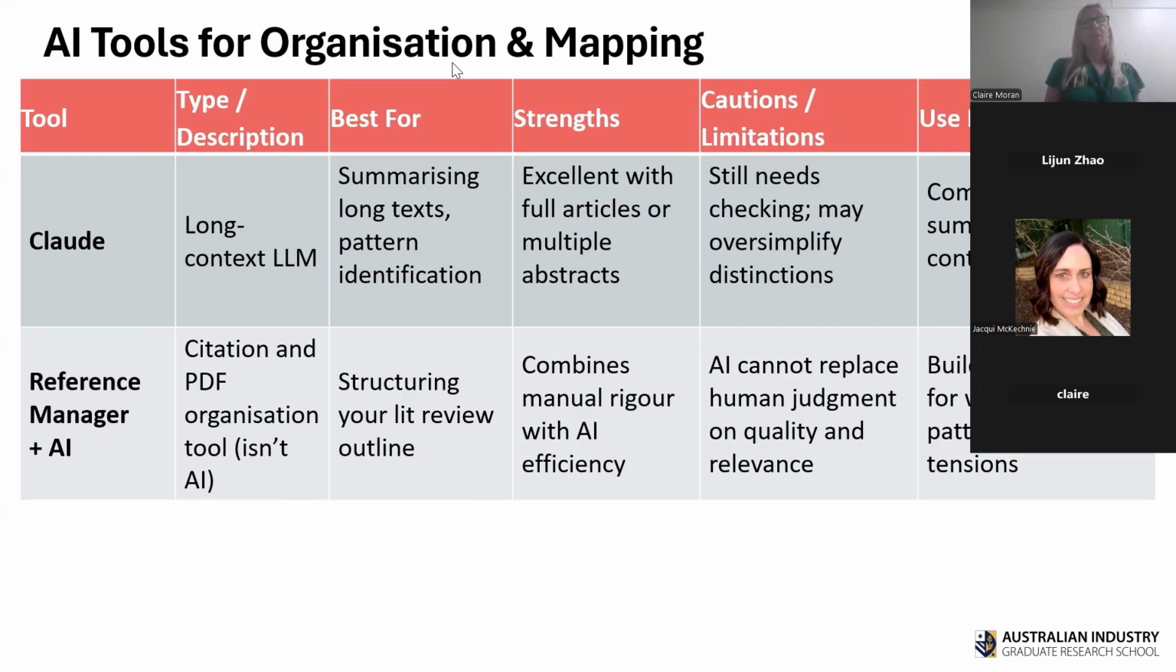We can also here use our reference managers. So there's obviously lots of different reference manager tools, like, for example, EndNote. So using a citation and PDF organizational tool to help us structure our literature review outline and having those PDFs saved in one place. So again, making sure our human judgment is always front and center, but can be really helpful for helping build our structure for writing and for noting down patterns and different tensions.